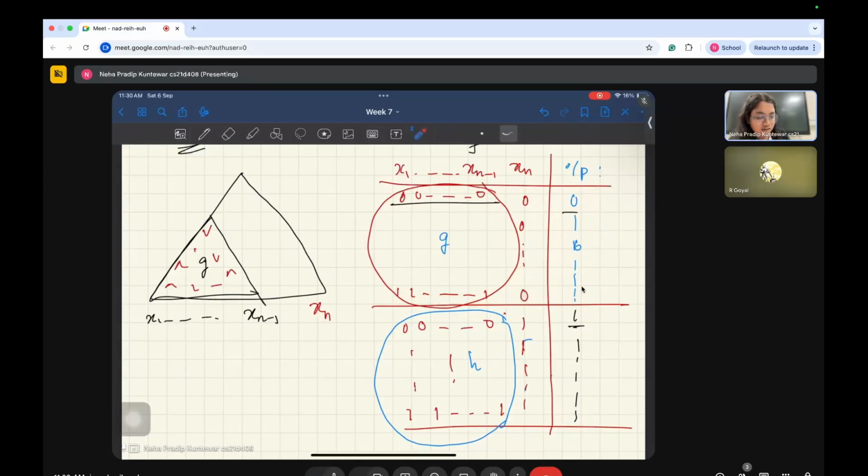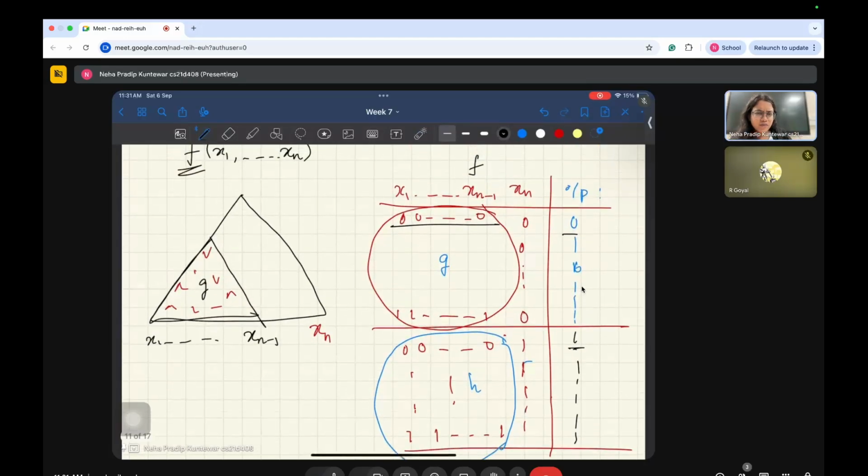Similarly, because xn is frozen to 1 here, the other half of the truth table only depends on x1 to xn minus 1. So this is also a monotone function. g and h both are monotone functions. So by our hypothesis, we will apply our induction on the number of input variables n.